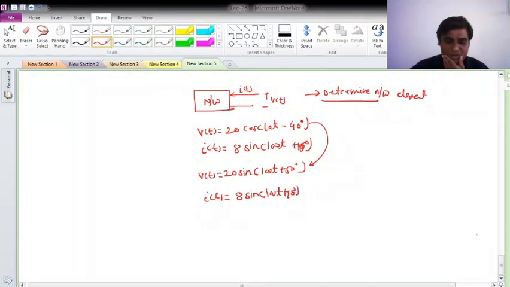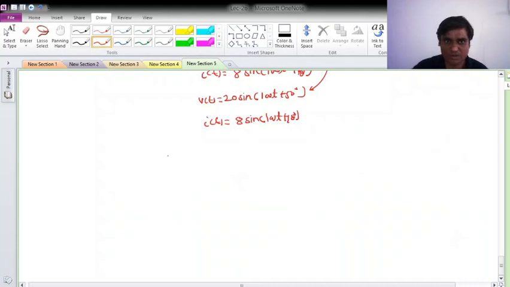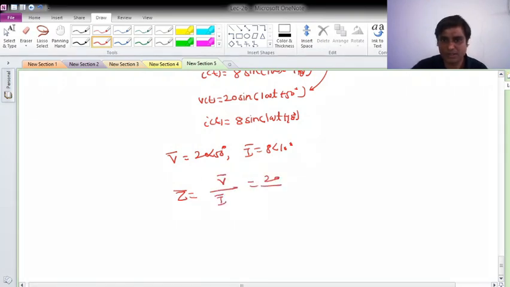Now calculate the phasors. V phasor is 20 with angle 50 degrees. I phasor is 8 with angle 10 degrees. So what is my impedance? Z bar will be V phasor by I phasor, which is 20 by 8 with angle 50 minus 10, which is 40 degrees. It comes out 2.5 with 40 degrees. Let us convert this polar into rectangular form. It comes 1.91 plus j1.6 ohms.